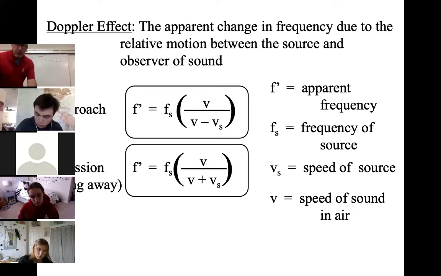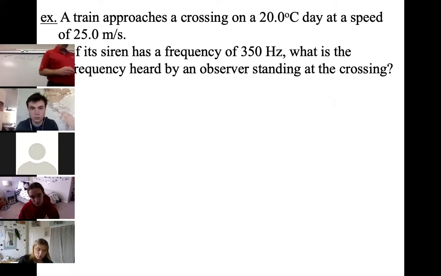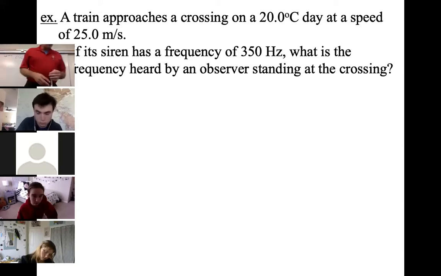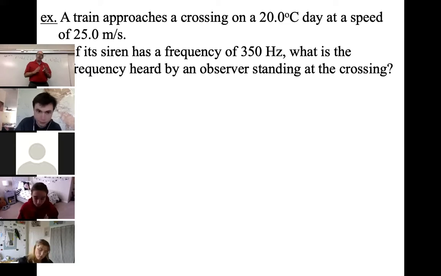All right. Now I'm going to stop sharing. Actually, before I do that, I have these equations on the board. So now I want to go to an example. A train approaches a crossing on a 20 degrees Celsius day at a speed of 25 meters per second. Sorry, you're going to have to write that down. I don't have an example sheet. So a train approaches a crossing on a 20 degrees Celsius day at a speed of 25 meters per second. If its siren has a frequency of 350 hertz, what is the frequency heard by an observer standing at the crossing?